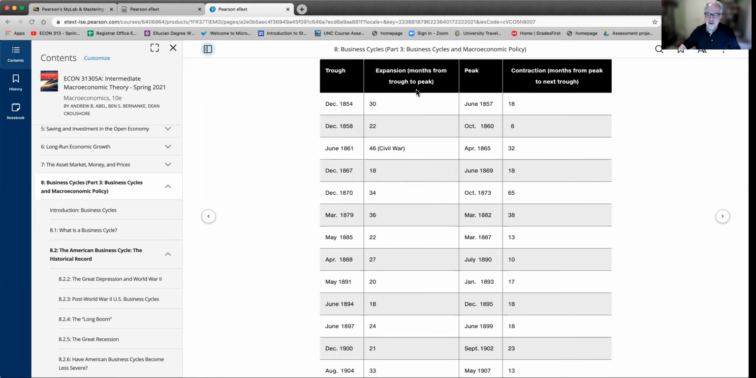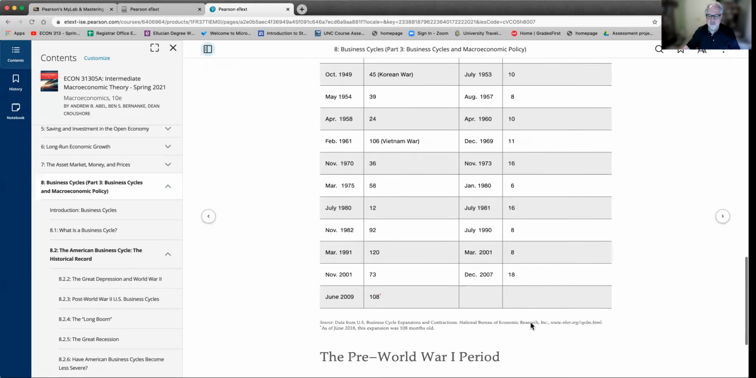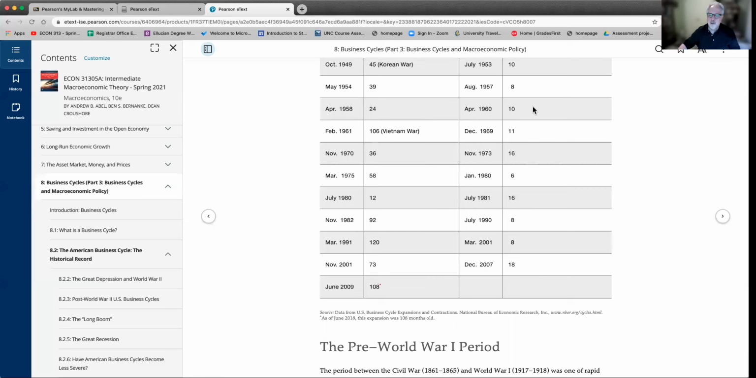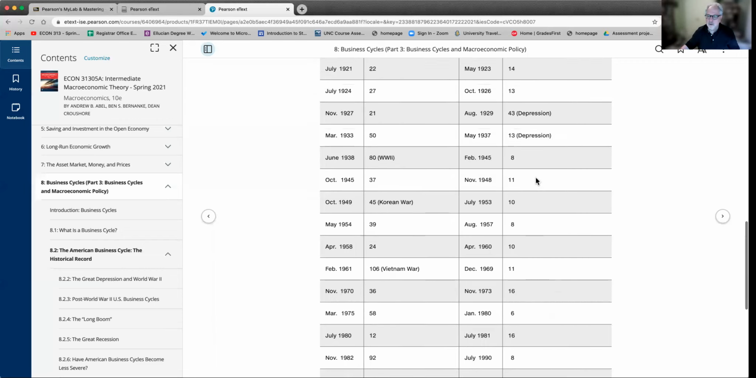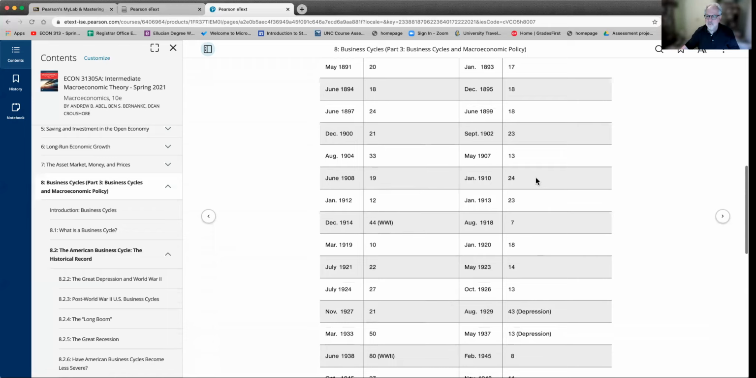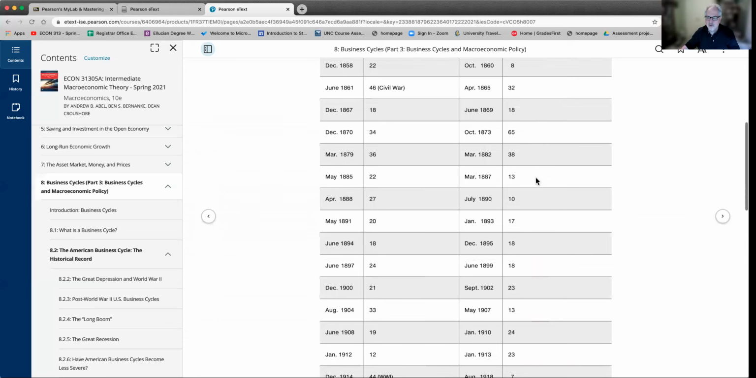And you can see that here are the expansion periods, the time between the trough and a peak, and here are the months between a peak and the next trough, right? So that's a contraction or a recession. And you can see they vary in length, right? But as we get closer to the present, you can see that those contractions actually get shorter, right? 8, 10, 12 months compared to back here, sometimes 24, back in the 1870s, sometimes 32, right?